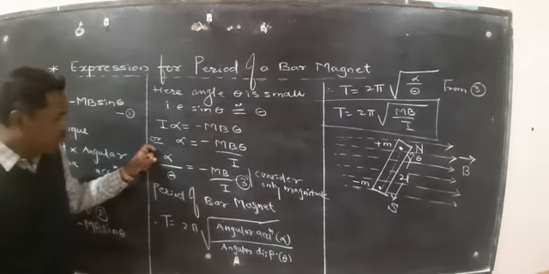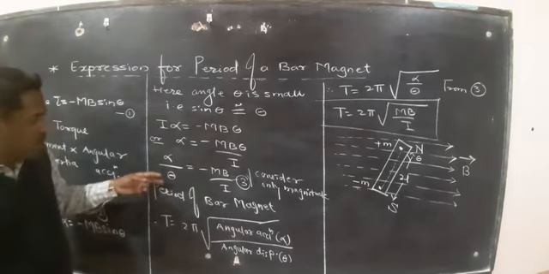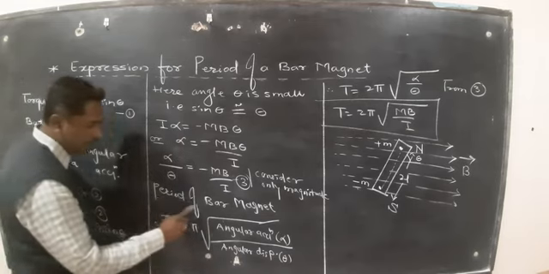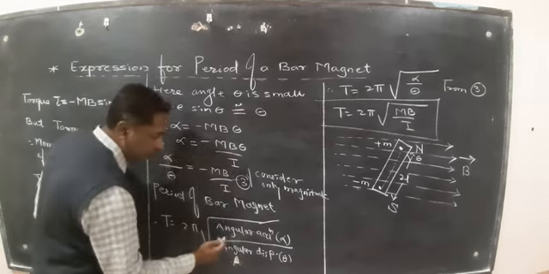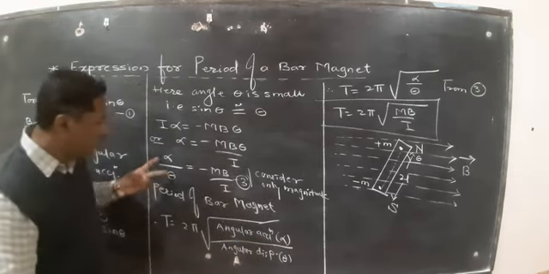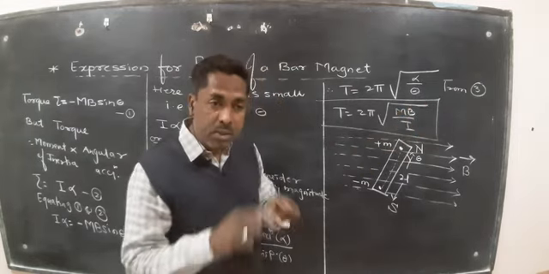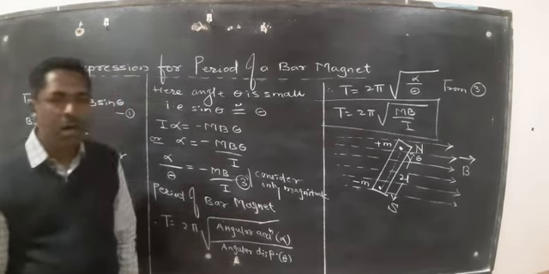What is this alpha? Angular acceleration. What is theta? Angular displacement. The ratio of angular acceleration per angular displacement, that is period of a bar magnet, is nothing but T is equal to 2 pi under root angular acceleration upon angular displacement. Put the value of alpha upon theta, we get this one. That's why this is the general expression for period of a bar magnet. Watch it.